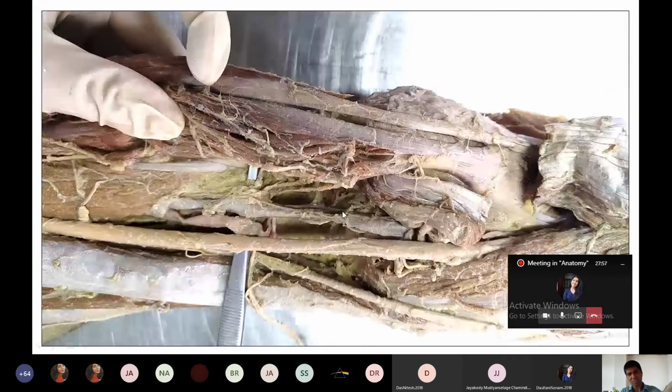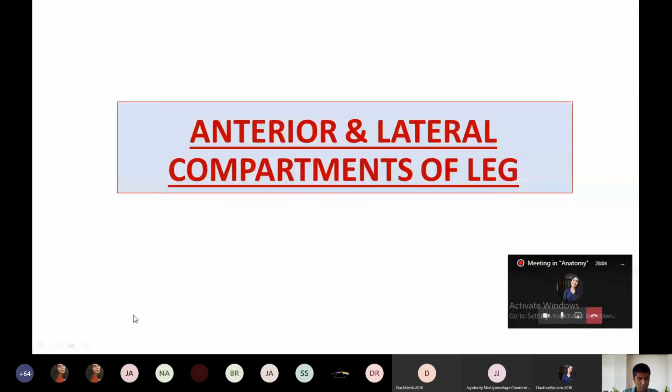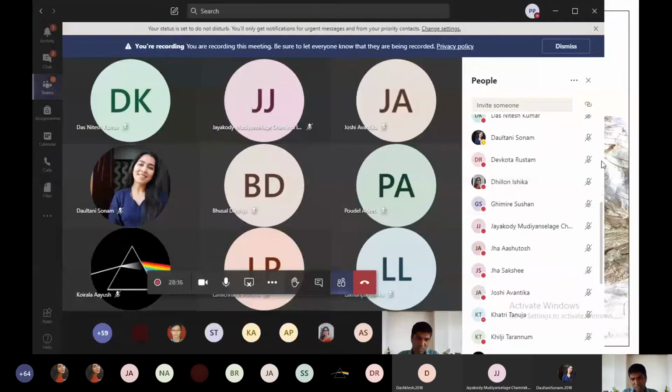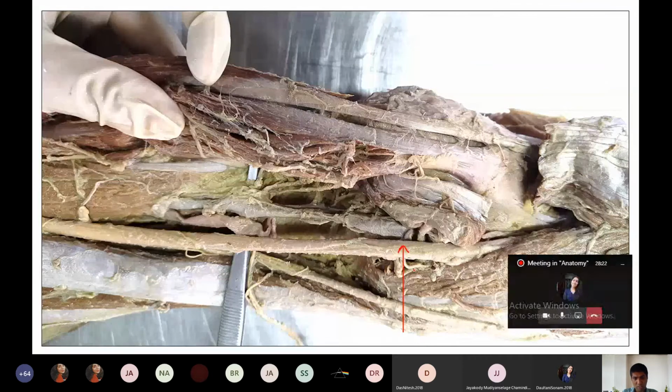So here in this part, the popliteal fossa is focused. Structures are reflected to show you the structure of the popliteal fossa. So this is an important region for the sport. This nerve you can easily identify. Quickly, some of you can give me the name of this nerve. Ishika, are you there? Can you identify this nerve? Tibial nerve. This one is the tibial nerve.